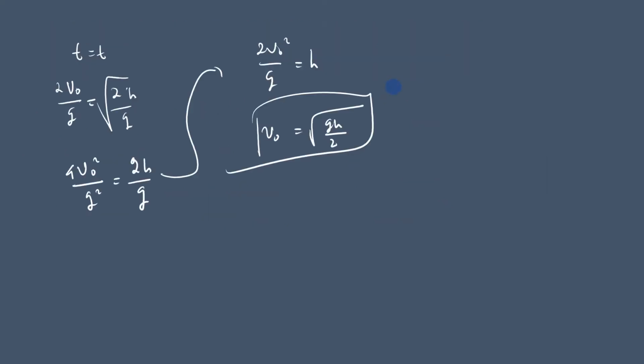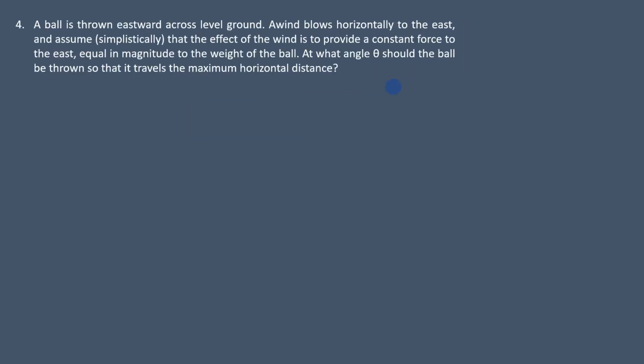Okay, like this. And now we move to the fourth question, or problem. A ball is thrown eastward across level ground. A wind blows horizontally to the east. And assume, simplistically again, that the effect of the wind is to provide a constant force to the east, equal in magnitude to the weight of the ball. At what angle theta should the ball be thrown so that it travels the maximum horizontal distance?